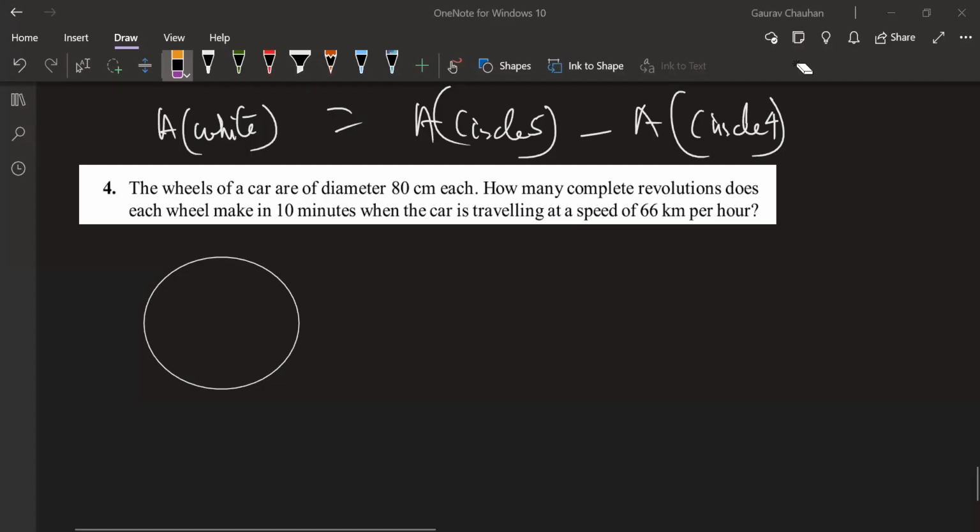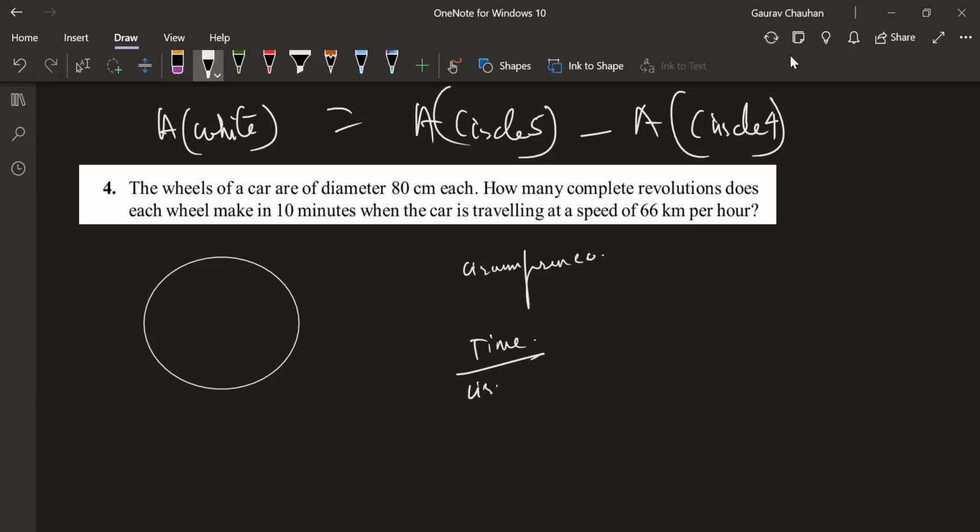First, we'll find the circumference. Okay, then time divided by 1 circumference. What does this give you? How many revolutions? Are you sure about that? Can you explain your logic? Yeah, go ahead Tulsi.